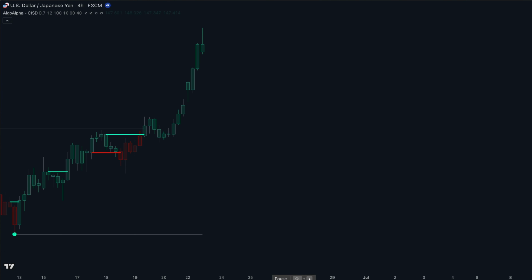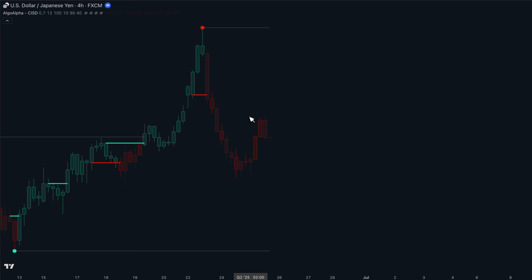When a red horizontal line appears, price was moving up and buyers tried to continue higher but failed. Liquidity above highs was taken, but price could not hold higher. Sellers stepped in and stopped the move. The red line marks the level where bullish delivery failed and bearish delivery began. As long as price stays below this level, sellers are in control.